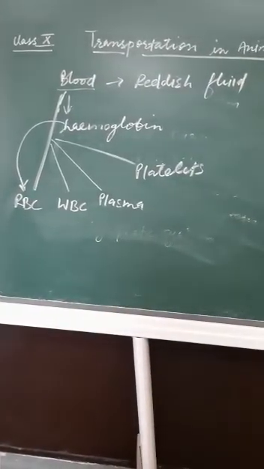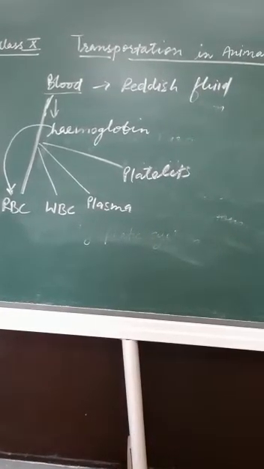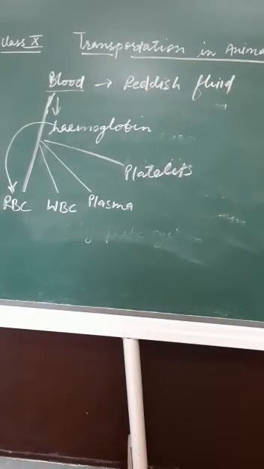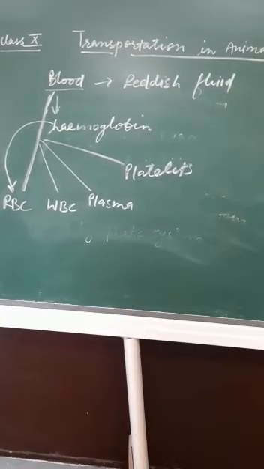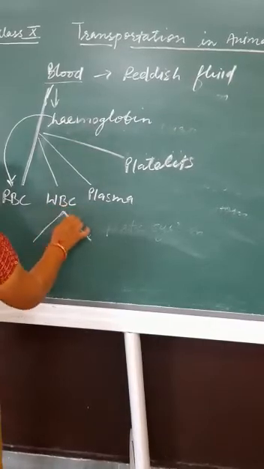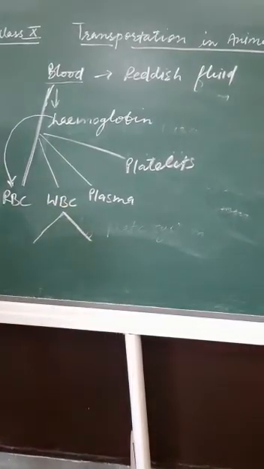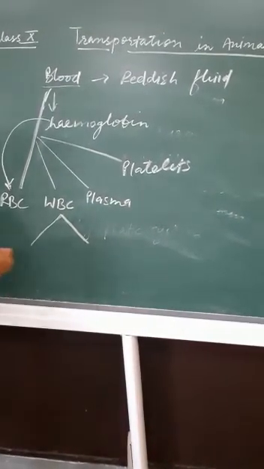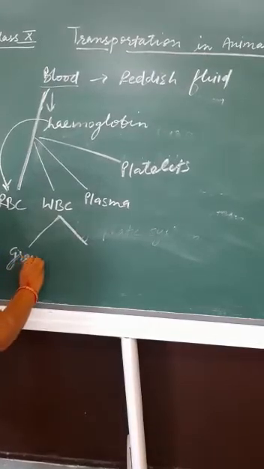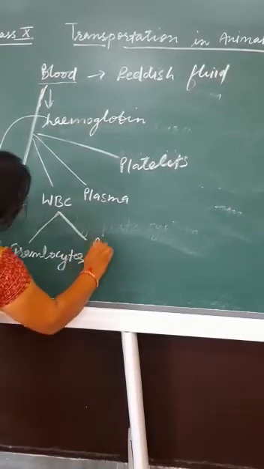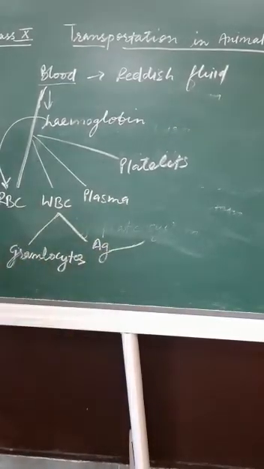Then WBC, that is known as the leukocytes. They are colorless nucleated corpuscles. White blood cells, you can also say white blood corpuscles. White blood cells help to protect the body from germs and against infection also. They are of two types, that is the granulocytes and agranulocytes. So these are of two types.